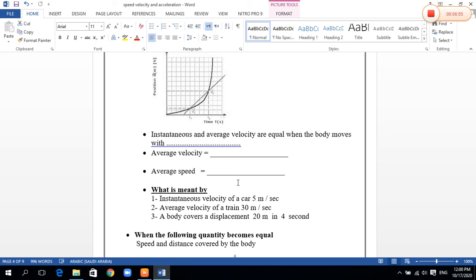When we say that a body covers a displacement of 20 meters in 4 seconds, this means its velocity equals 20 over 4, which equals 5 meters per second.